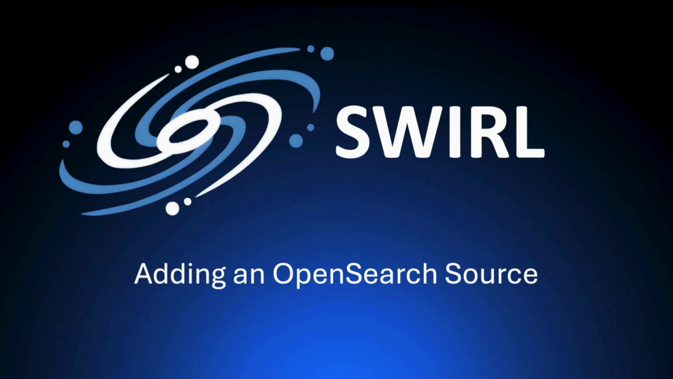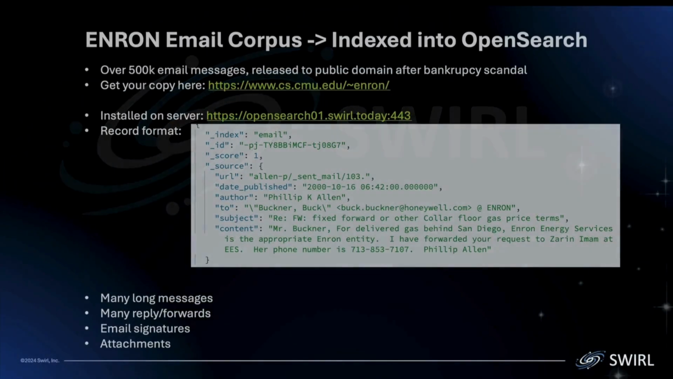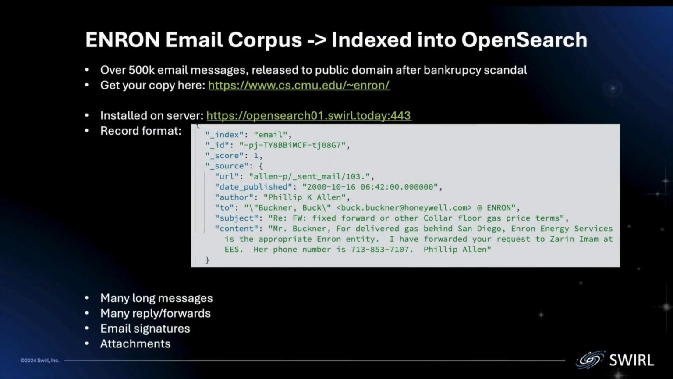So first, let's talk about this OpenSearch source. We've actually loaded the Enron email corpus and indexed it. It's over 500K email messages. You can get your own copy very easily at the URL here, which we'll also put in comments on the video. We actually have a server up and running in the cloud, so you can see the URL here.